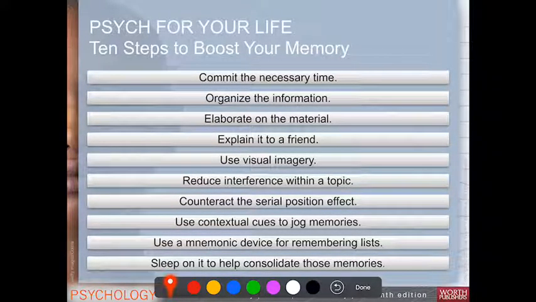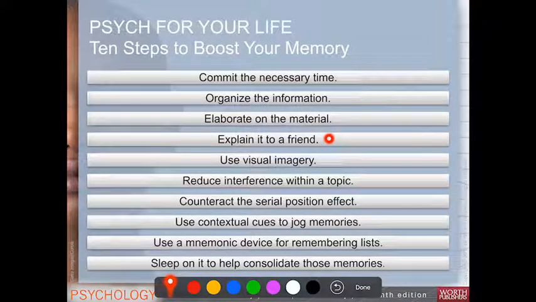Rushing it, not allowing yourself enough time, of course, means that you're not going to encode it properly. You want to organize the information in a way that makes it easier for you to encode. Do something that is going to be meaningful to you. If you're a very visual person, you like colors, color code stuff. Elaborate on the material. We talked about some elaboration techniques, and I'll talk about one more in a minute, which actually uses visual imagery. We'll talk about that in just a second.